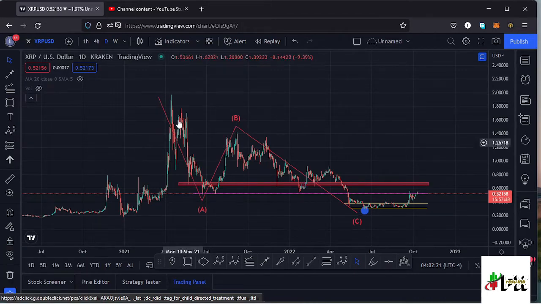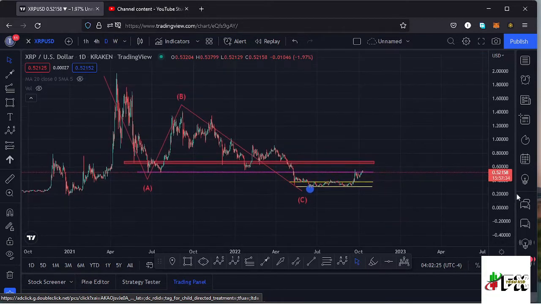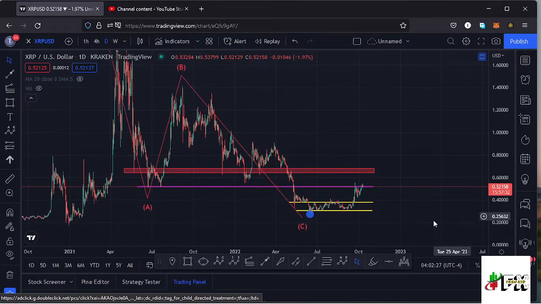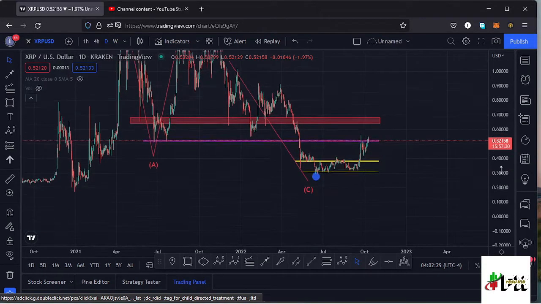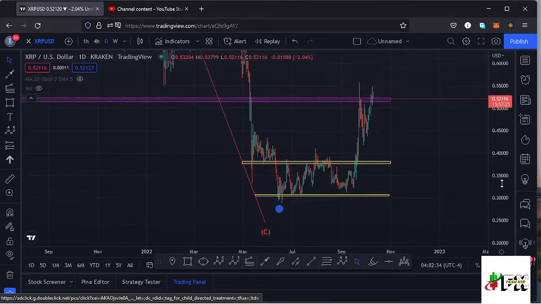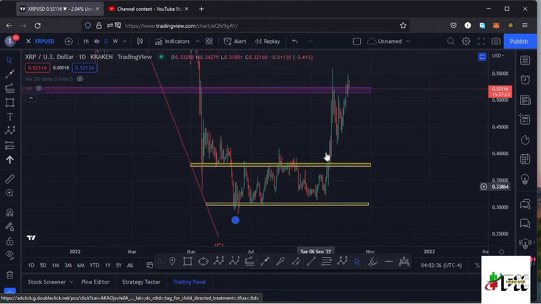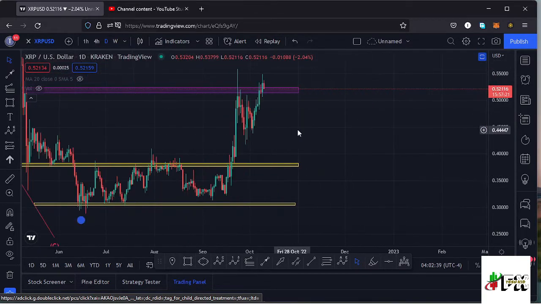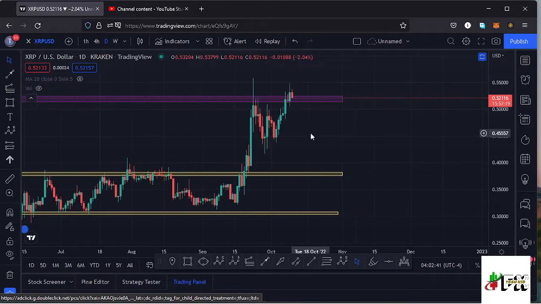XRP from the all-time high has been seeing lower prices in this massive ABC corrective movement, which has now taken us back to around the $0.29 mark, and after making that low we have been seeing a bit of a bounce to the upper side. And here on the daily chart you can see we have managed to break above key areas of resistances, and yesterday we also managed to break above the key area of resistance at around the $0.52 mark.